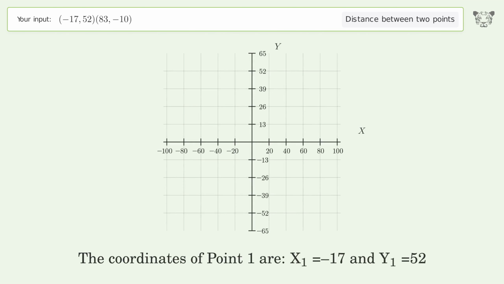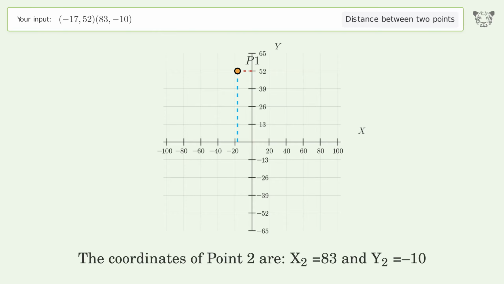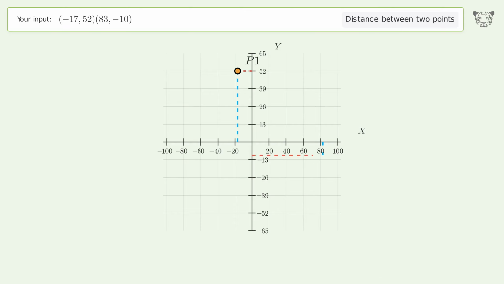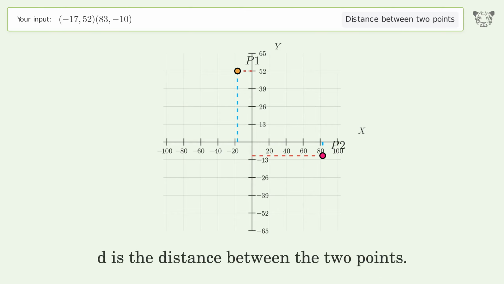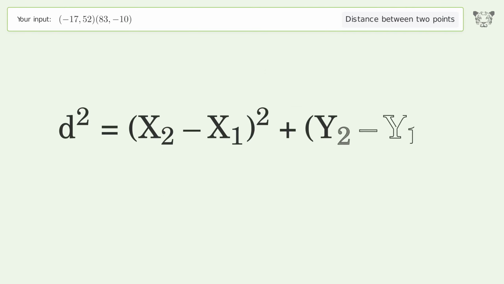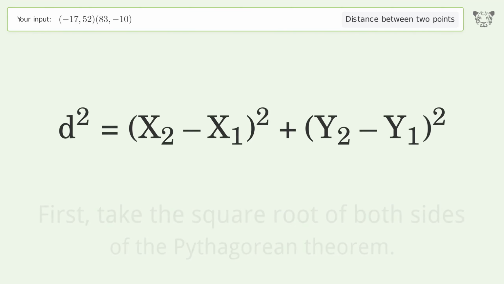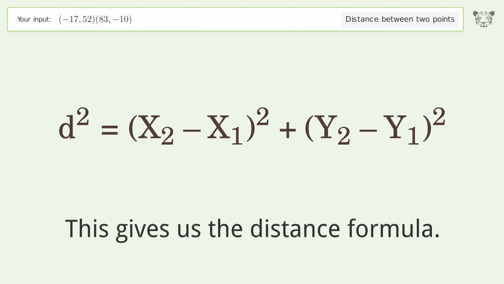The coordinates of point 1 are x1 equals -17 and y1 equals 52. The coordinates of point 2 are x2 equals 83 and y2 equals -10. D is the distance between the 2 points. First, take the square root of both sides of the Pythagorean theorem. This gives us the distance formula.